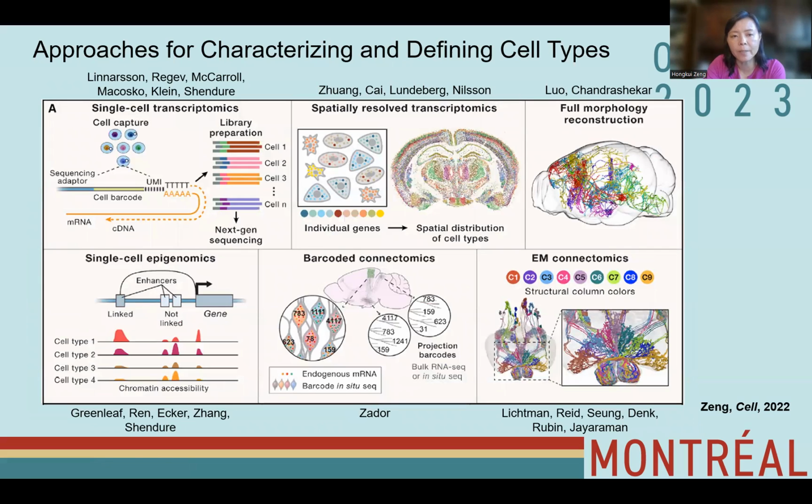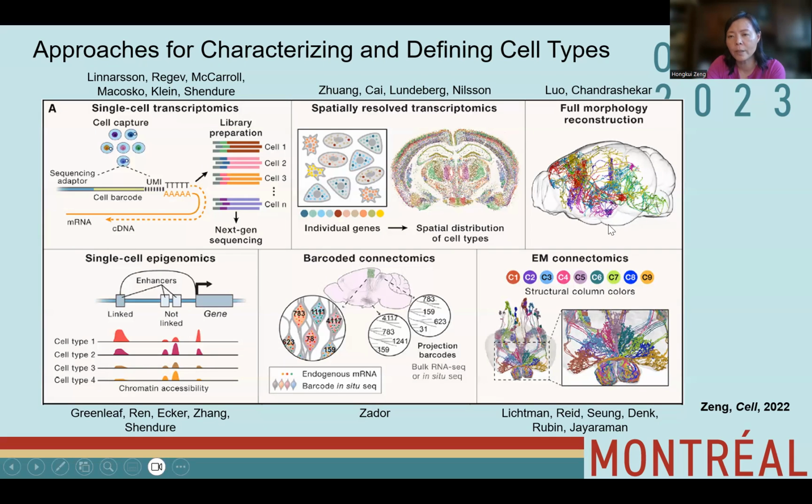Over the last decade, single-cell technologies have really revolutionized our way of understanding cellular diversity and function in biology. We have taken advantage of these different single-cell technologies and established different pipelines and platforms for characterizing and defining cell types in the brain. At the molecular level, we use single-cell transcriptomics, single-cell epigenomics, and spatially resolved transcriptomics to profile tens of thousands to millions of cells to derive a molecularly defined cell type taxonomy for different brain regions.